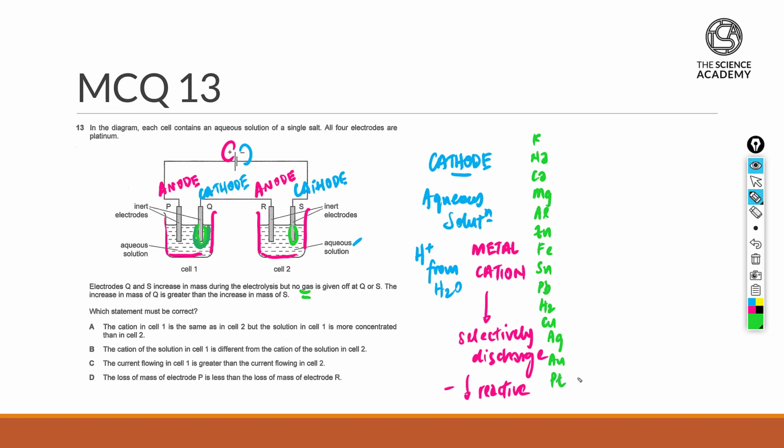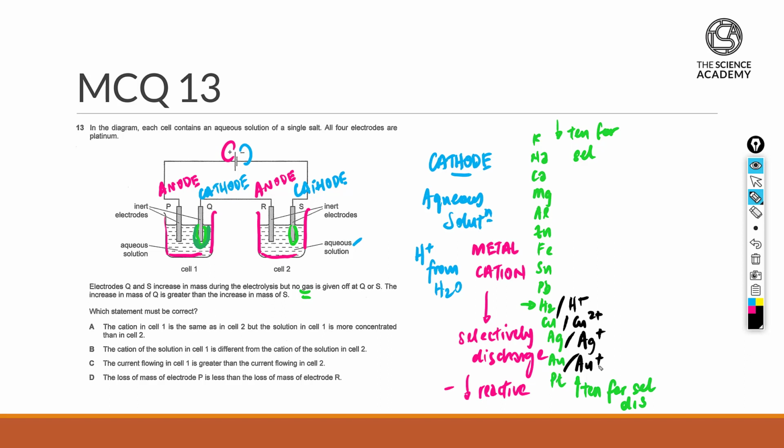Now, the lower you go on the series, the higher the tendency for selective discharge. But the higher the position on the series, the lower the tendency for selective discharge. And since H+ is present in both of them, but yet it's not being selectively discharged at all, it tells us that in cell 1 and 2, it could either be the presence of copper 2+ ions, silver+ ions, or gold+ ions.